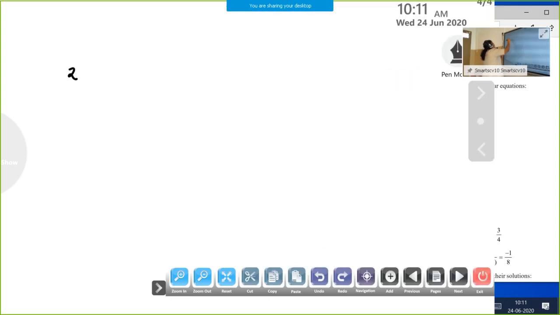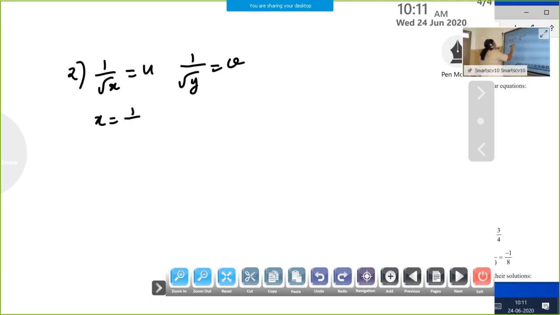Clear? Question number 2. Substitute 1 by root x is equal to u and 1 by root y is equal to v. Then what is x? x is equal to 1 by u the whole square. Clear? Root x is equal to 1 by u, x is equal to 1 by u the whole square. What is y? y is equal to 1 by v the whole square. This is a homework question.